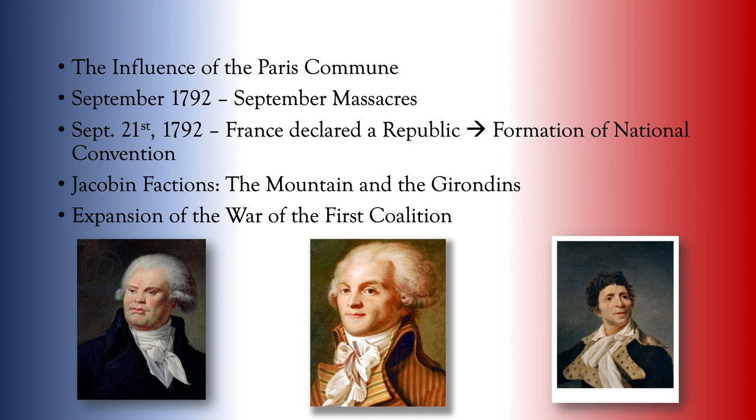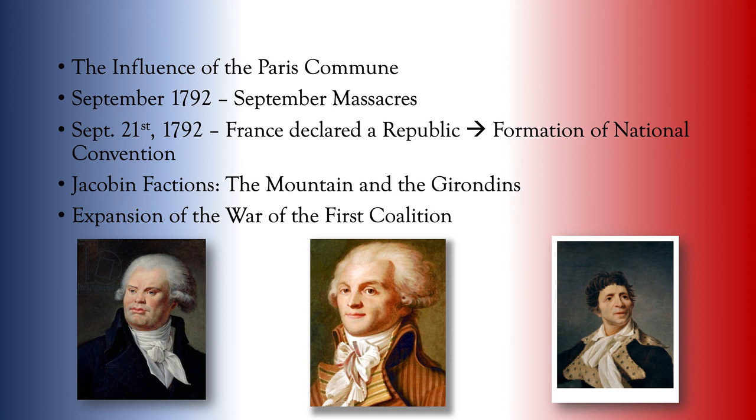It was led by Georges Danton, and down here we have, just so you know, Danton on the far left, Robespierre in the middle, and Marat on the right. That's what these guys looked like. So Danton was the leader of the Paris Commune, which of course represented the sans-culottes and the more radical ideas of the working poor and the Jacobins, and wanted to push for a republic.